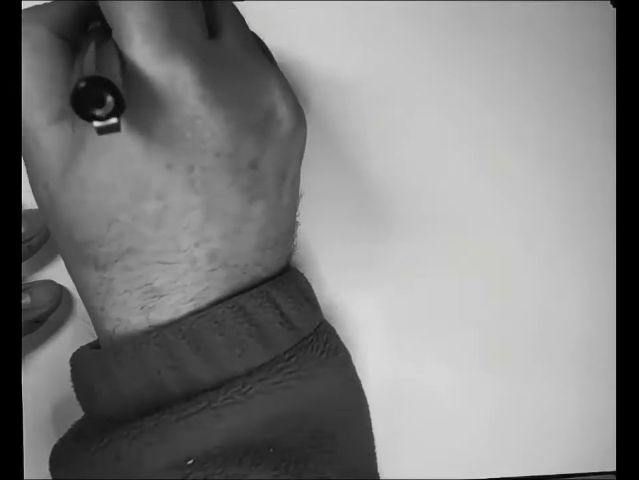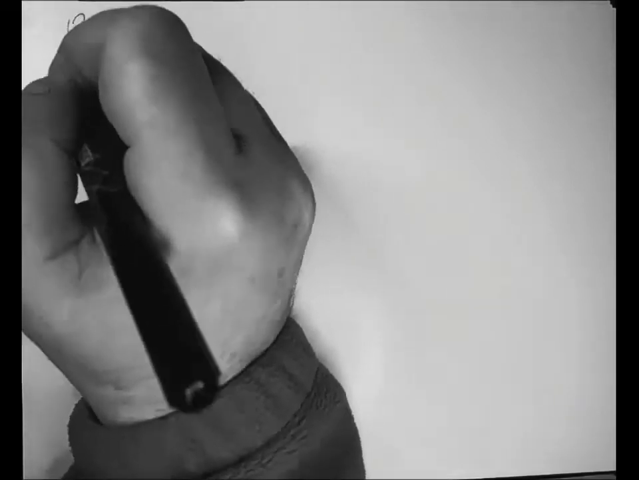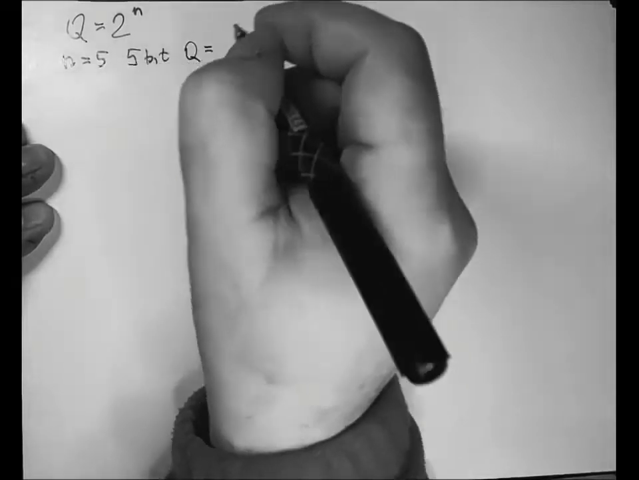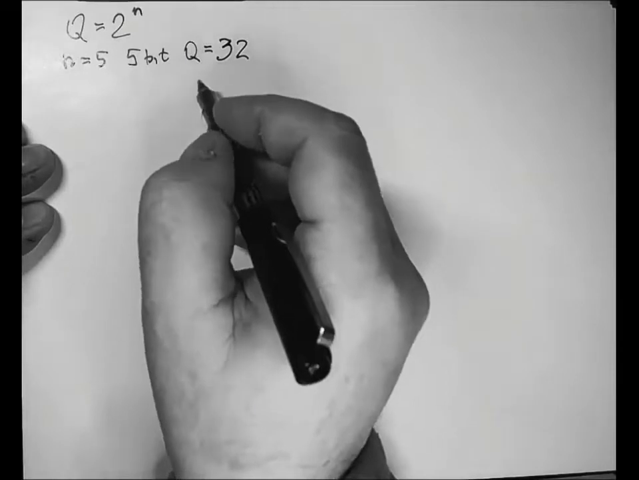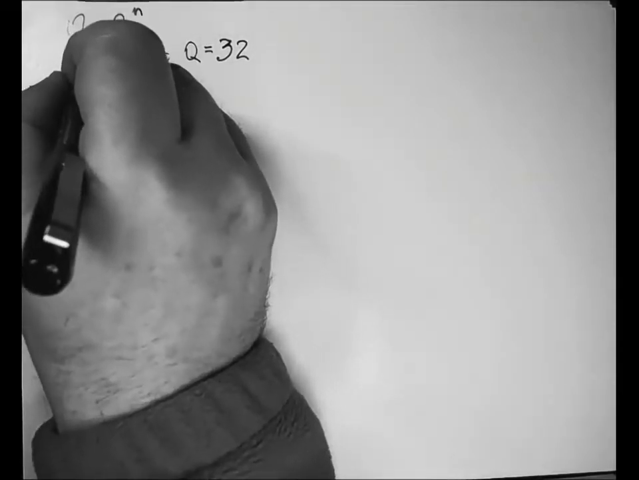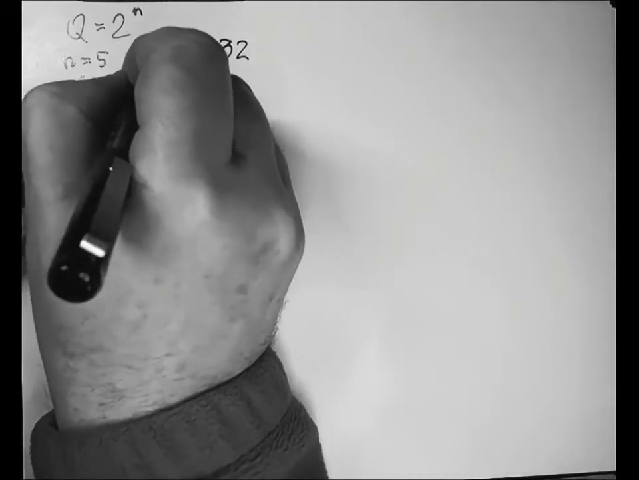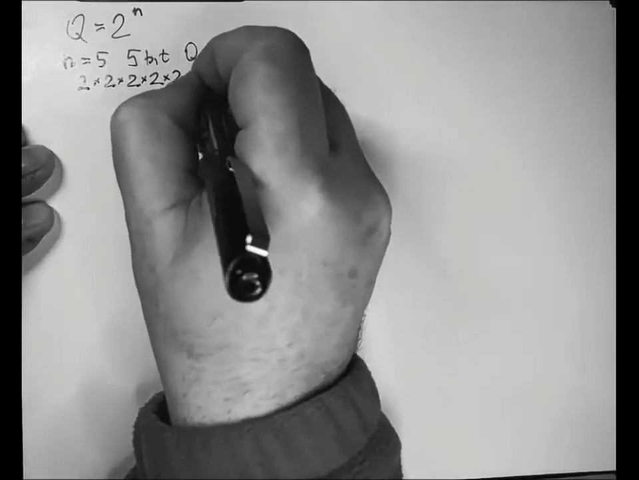So let's see for what number of bits we will have 256 combinations. Again, Q is equal to 2 to the power of n. N is the number of bits, Q is the number of combinations. If n is 5, so that is 5 bits, then Q will be equal to 32. I will remind you folks what power is. If I say 5 bits, that means I need to take 2, multiply by 2, by 2, by 2, and by 2, 5 times, and that is 32.